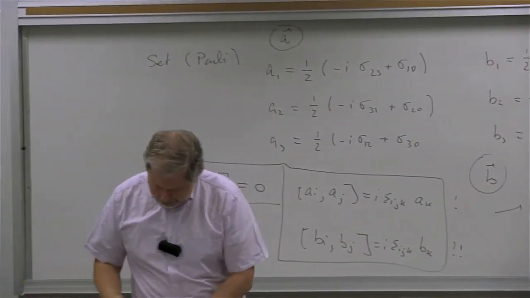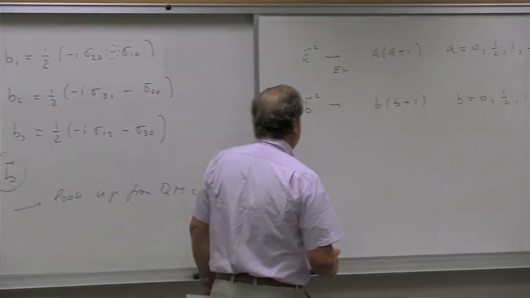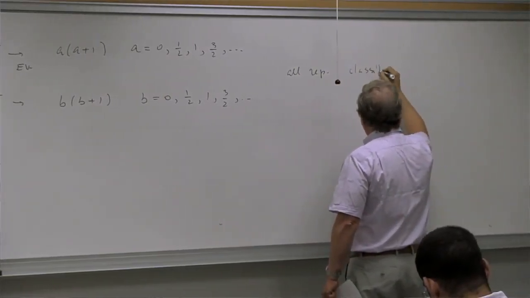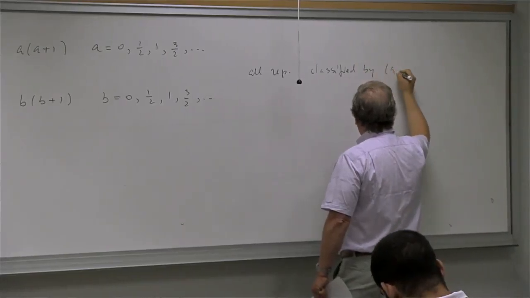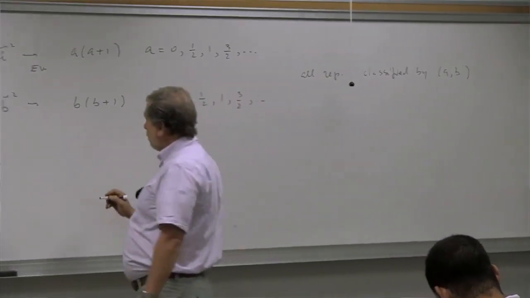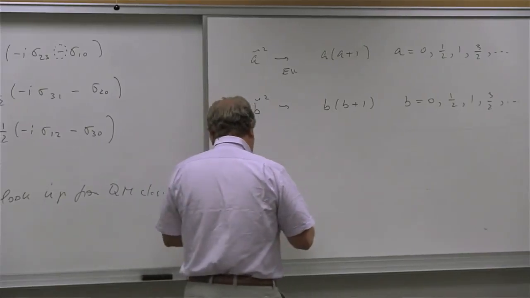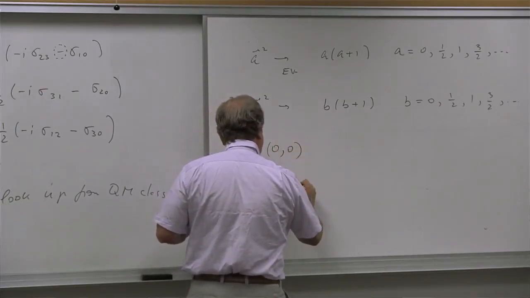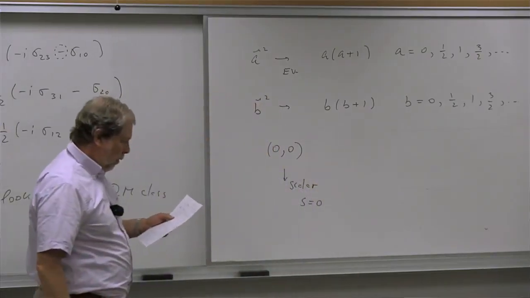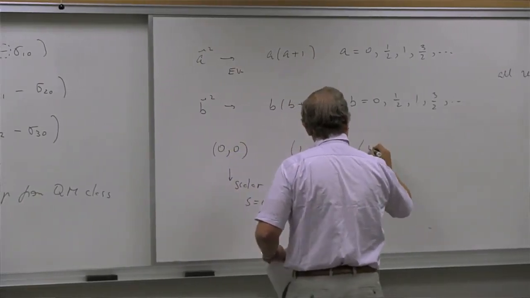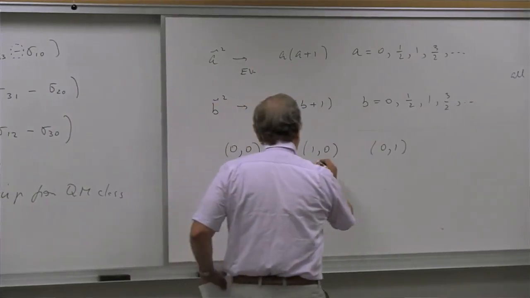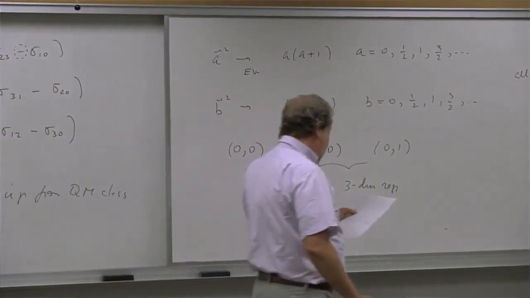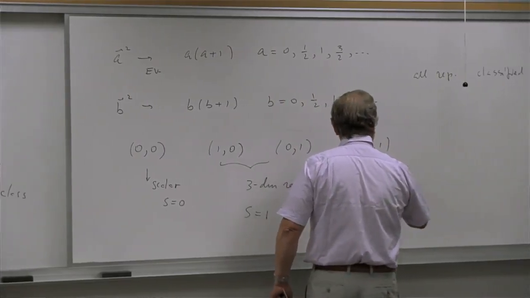So that means that all the representations of the Lorentz group are represented by these 2 numbers. All representations are classified by a pair of these numbers, A and B. So for example, we can have the (0,0), and that's a scalar, and it has spin 0. Then we have the (1,0) and the (0,1), and these are three-dimensional representations. And so that's spin 1. And then we have the (1,1), which has dimension 9, and so that is spin 2.